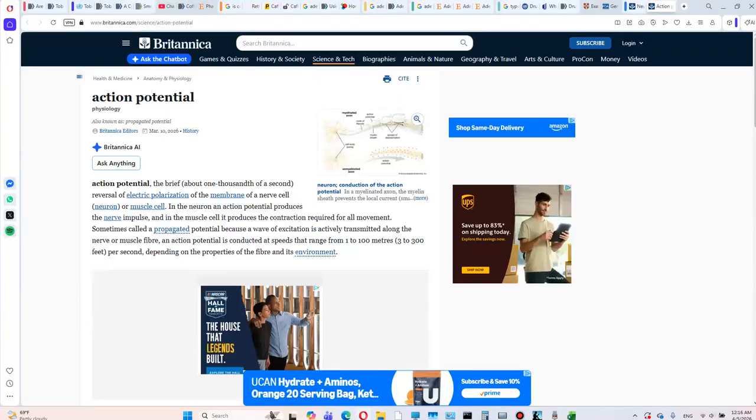An action potential is conducted at speeds that range from 1 to 100 meters, 3 to 300 feet per second, depending on the properties of the fiber and its environment.